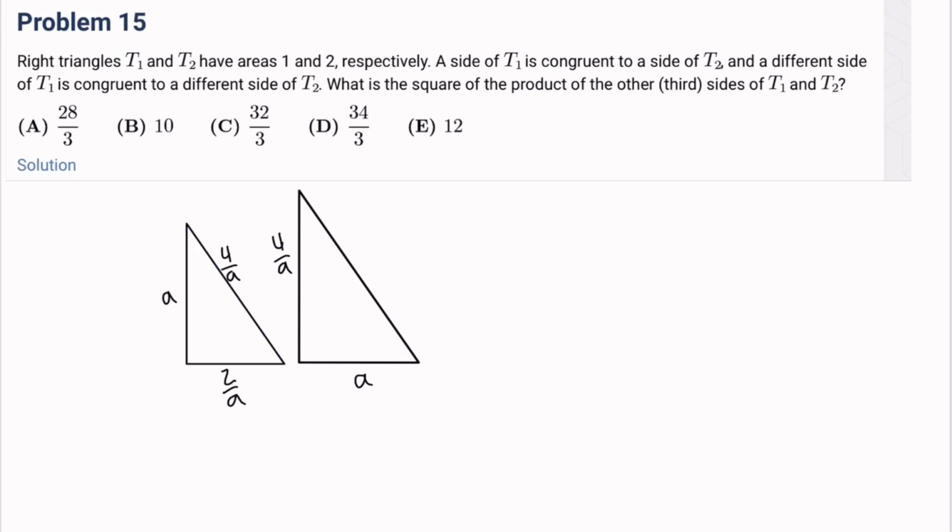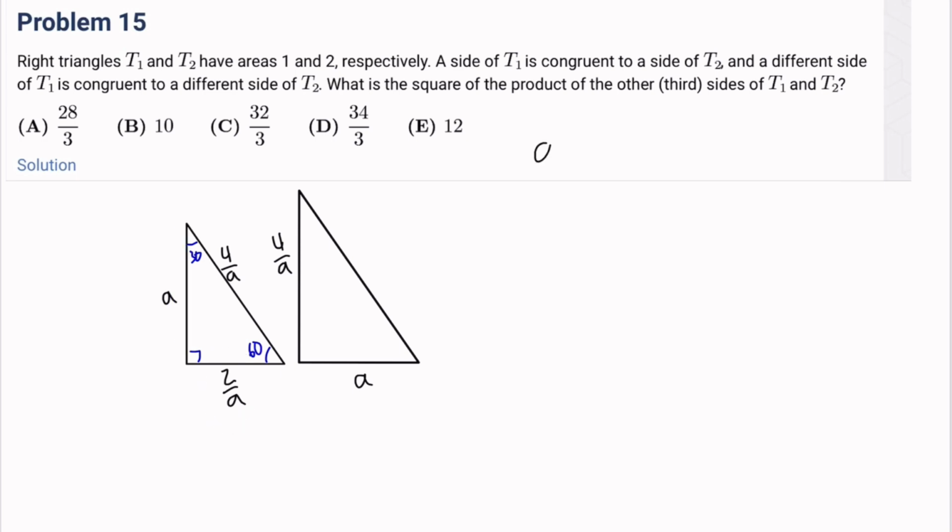And one more thing we find is that since the ratio of this length to this length is 1 to 2, and that's a right triangle, that means this whole triangle is a 30-60-90 triangle, right? And so this would be 60 degrees, and this would be 30 degrees, and this would be a right angle. And so therefore, this length is root 3 times 2 over A.